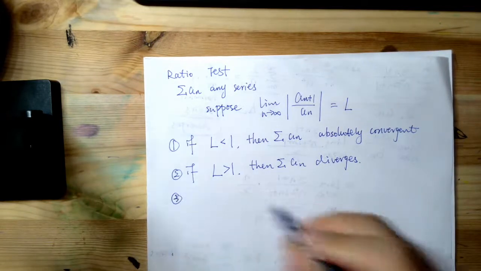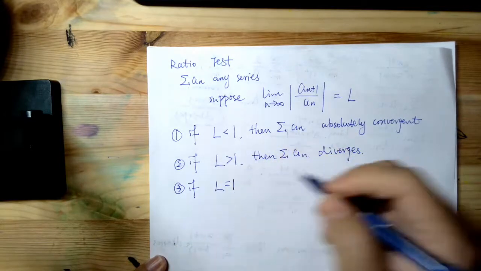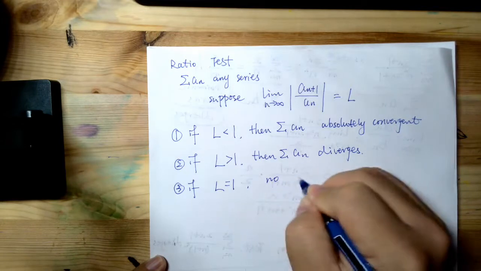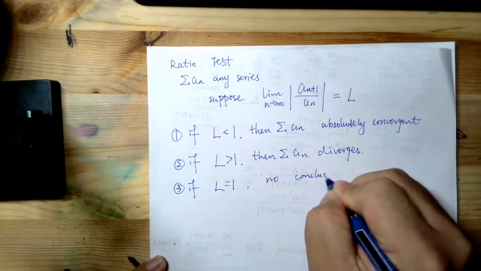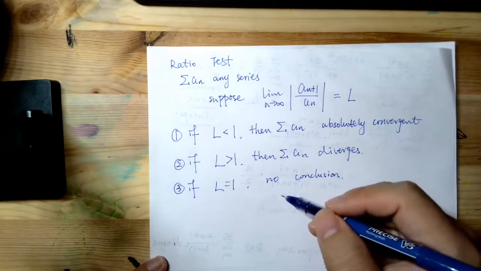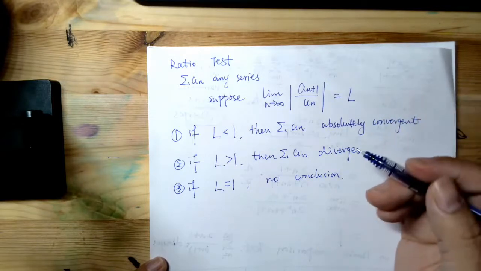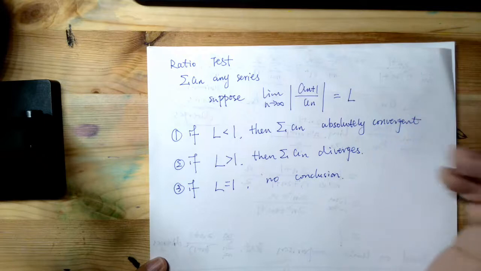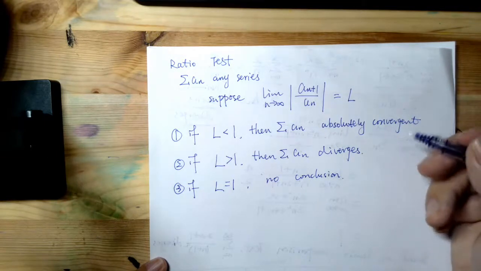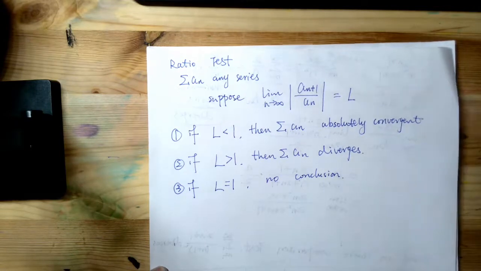Part 3, as you expect, if capital L happens to be 1 exactly, there is no conclusion we can get. In other words, when capital L equals 1, the ratio test fails. We cannot tell whether this is convergent or divergent. Nothing we can tell. We're going to need to change to another test to give it a try. Okay, so that's about the ratio test.